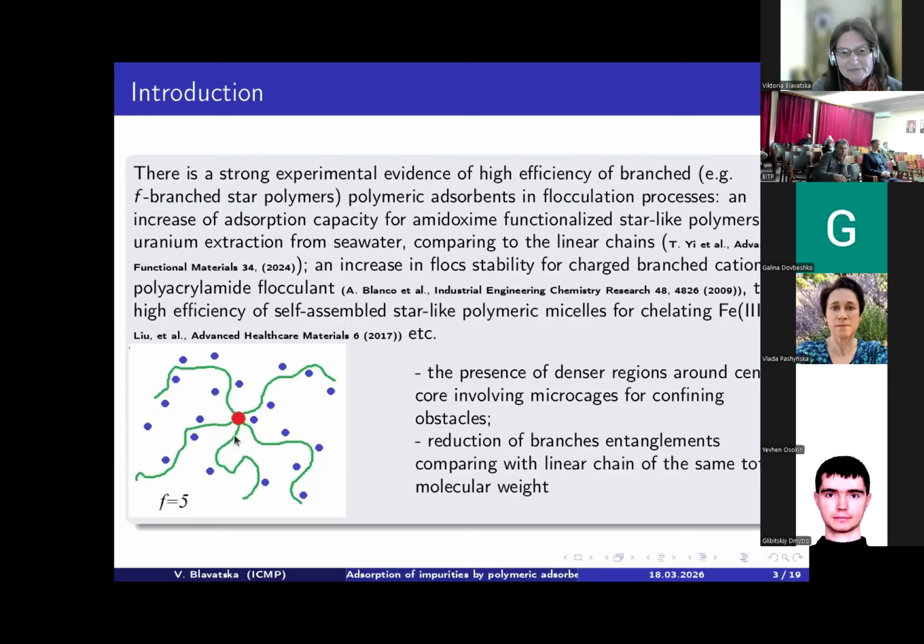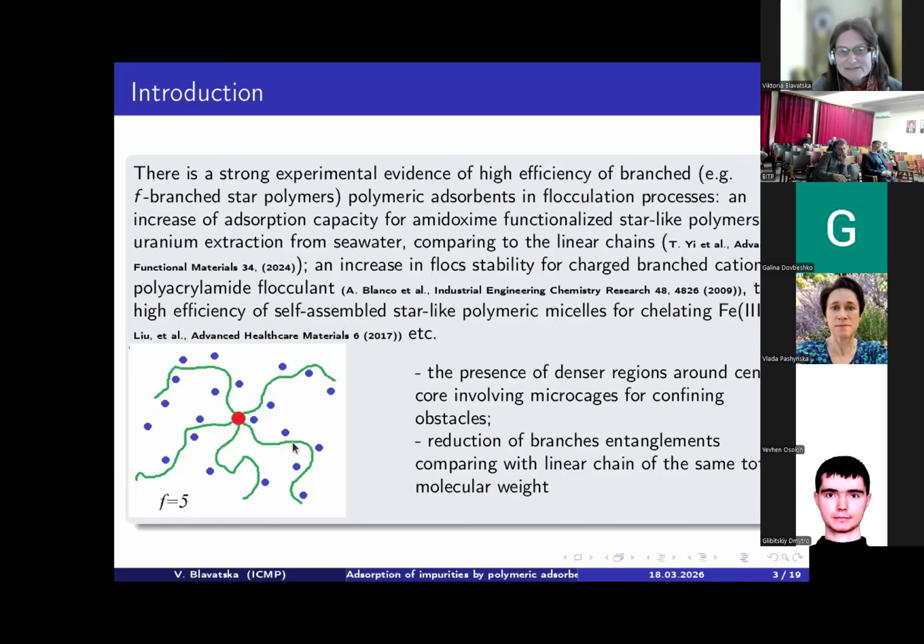For example, the simplest representative of such branched structures is the so-called star polymer. A star polymer consists of some number of linear branches, here the case F equals 5, which have a common starting point, so to say. Why do these polymers seem to be more effective? Because, intuitively, they have some dense regions around this central point. They also have a reduction of branch entanglements, because these branches of star polymers are in some sense separated from each other.